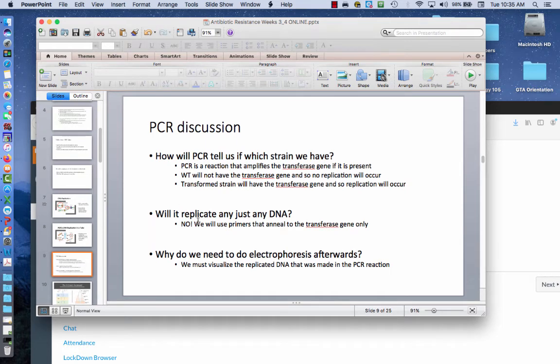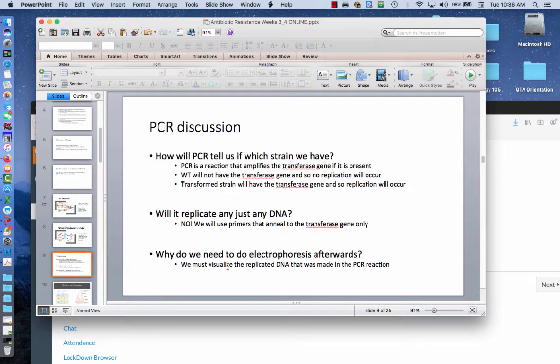All right, like I said, PCR won't just replicate any old DNA. We will use primers that anneal to the transferase gene only. So, in this way, PCR will tell us what strain we have. We will have amplification if the transferase gene is present. So the PCR reaction will work in the transformed strain. But wild type does not have the transferase gene, and so no replication will occur. So the PCR will not work.